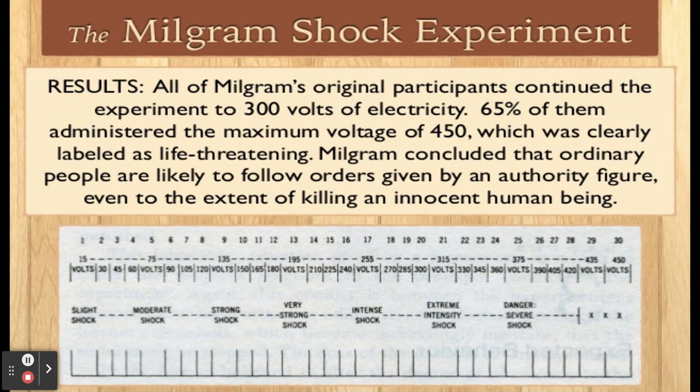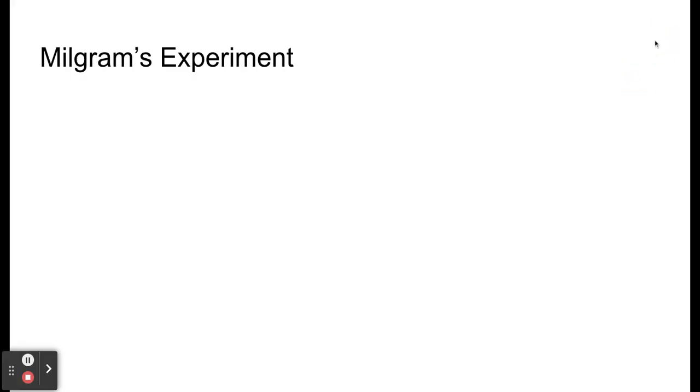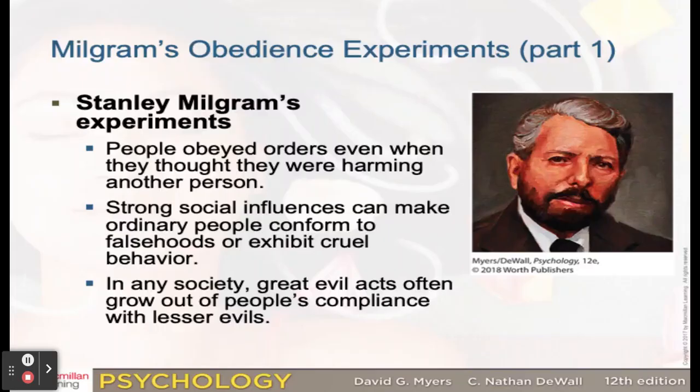And then the results from this were that all of Milgram's original participants continued the experiment to 300 volts of electricity. 65 percent of them administered the maximum voltage of 450, which was clearly labeled as life-threatening. Milgram concluded that ordinary people are likely to follow orders given by an authority figure, even to the extent of killing an innocent human being. So, those were the results. People obeyed orders even when they thought they were harming another person. So even if it was immoral, they still carried the deed out. They still did whatever they were told to do.